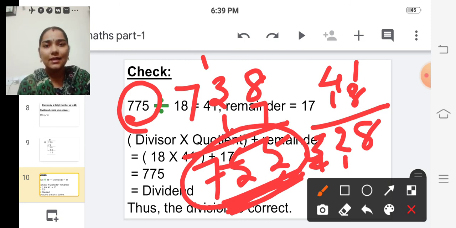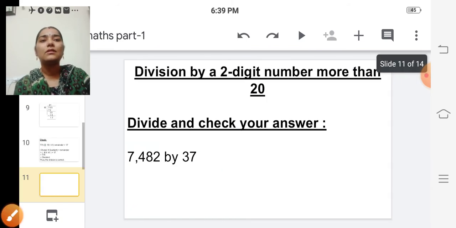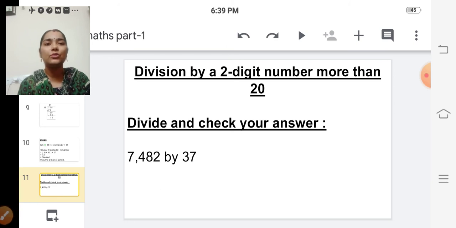Okay, children, is it clear? Yes. Shall we move on to the next problem? Yes. Next one is division by a 2-digit number more than 20. So we have done division by 2-digit numbers up to 20. Now we are going to divide a number by a 2-digit number more than 20. Okay. See the first example. Divide and check your answer.